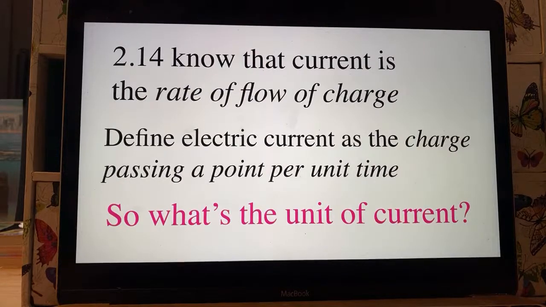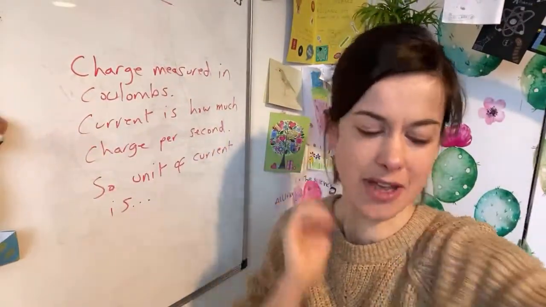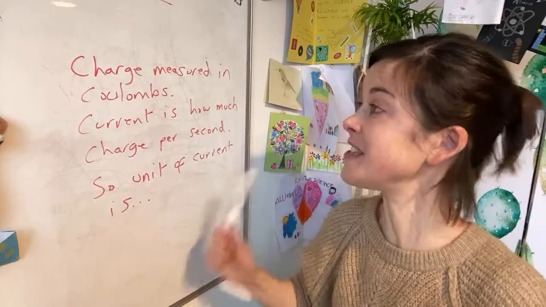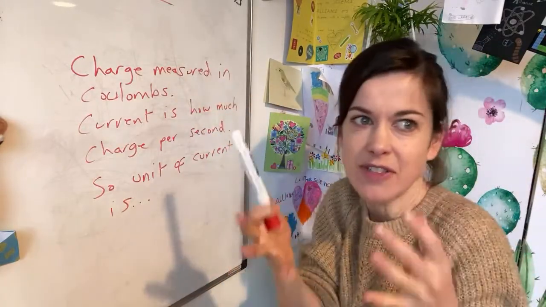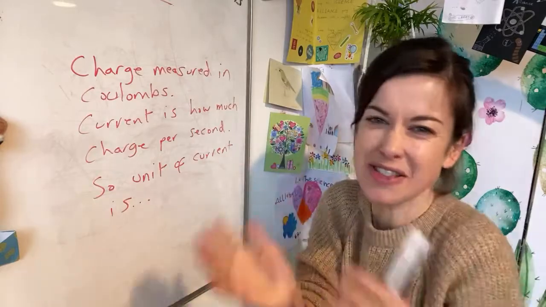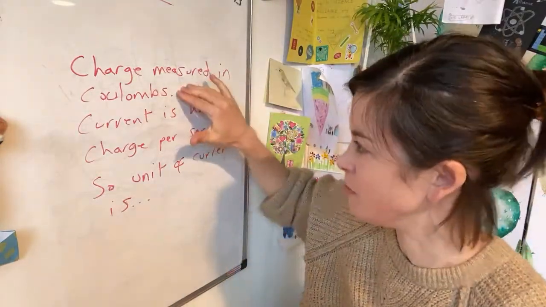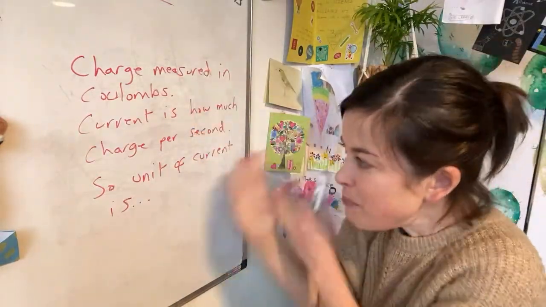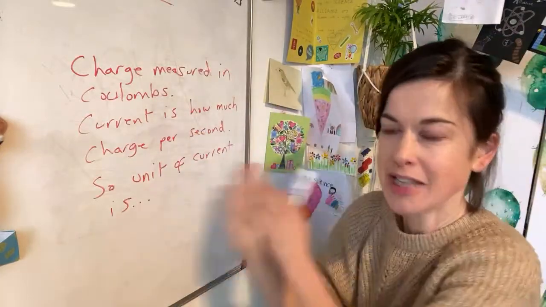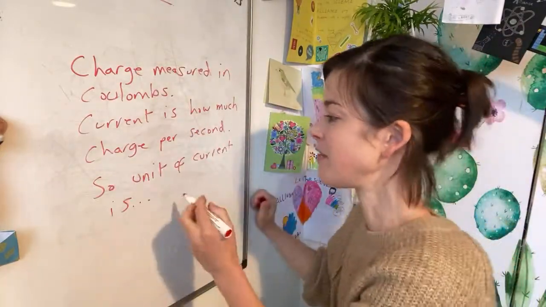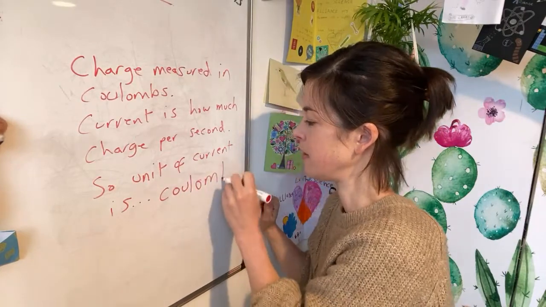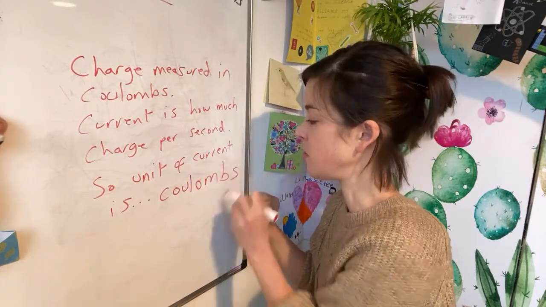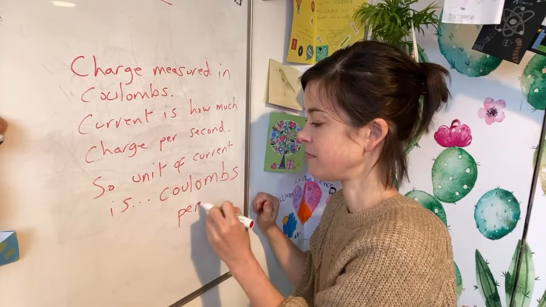There we go. You had a think? And some of you going, don't know, just tell me. And some of you going, this is the answer. Right, charge is measured in coulombs, like the amount of positivity or negativity, the amount of electrons going by. Charge is measured in coulombs. Current is how much charge is going past per second. So the unit of current is coulombs per second.